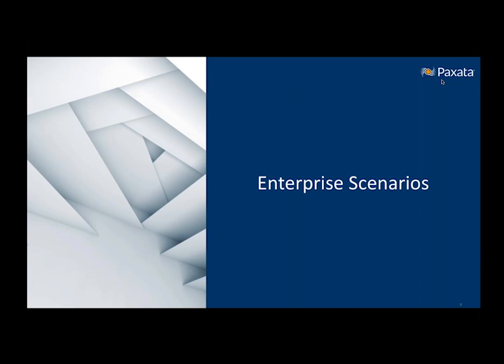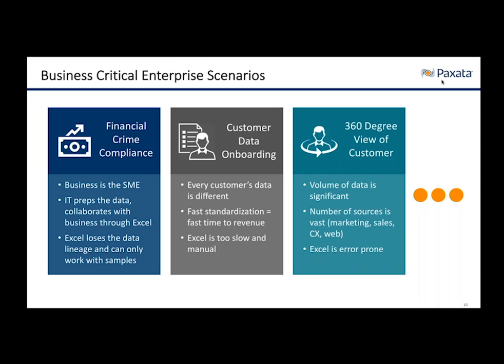Now I'd like to spend a little bit of time talking about enterprise scenarios. There are a wide variety of business-critical scenarios that include Excel-based data preparation processes. These processes suffer from the 4 weaknesses I previously described and much more. And some of these include things such as financial crime compliance, customer data onboarding, 360-degree view of customer, and you get the idea. The patterns apply across the board. Excel is slow, it's manual, there's no data lineage, it's limiting my data and my sources, and it's error prone.